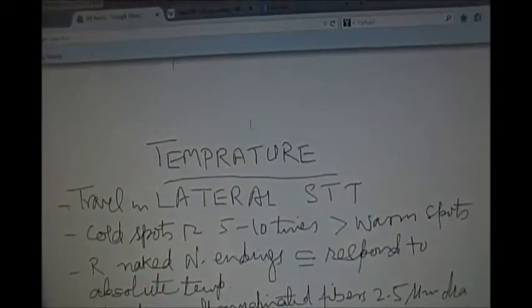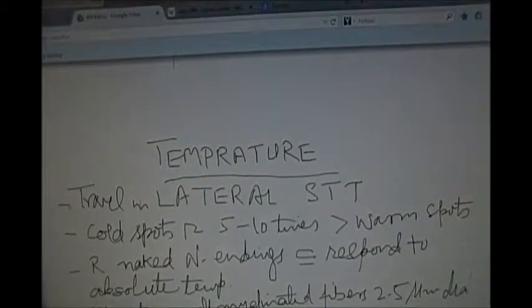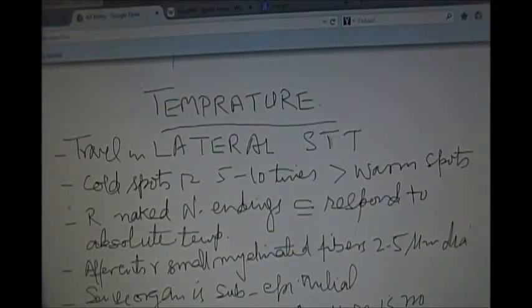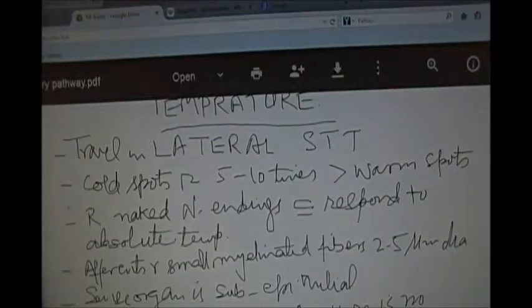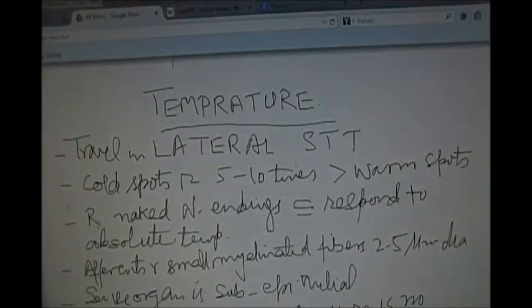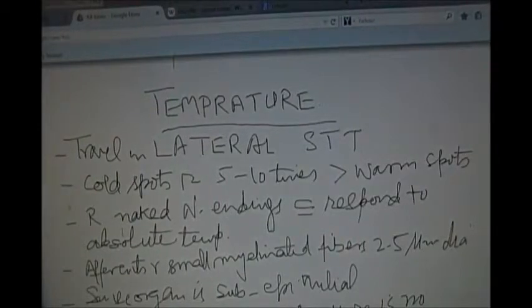The temperature travels in the lateral spinothalamic tract with the pain fibers. The temperature receptors are of two types, the cold spots and the warm spots. The cold spots are 5 to 10 times more than the warm spots. The temperature fibers are naked nerve endings that respond to absolute temperature.